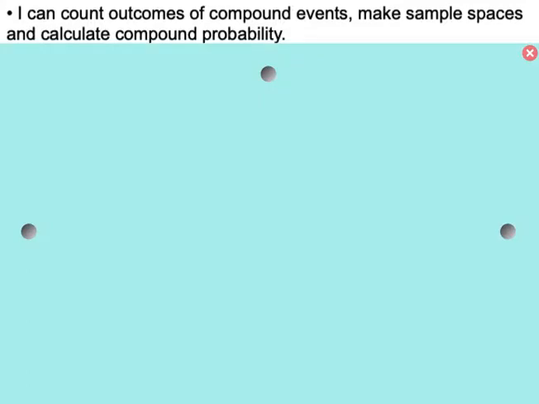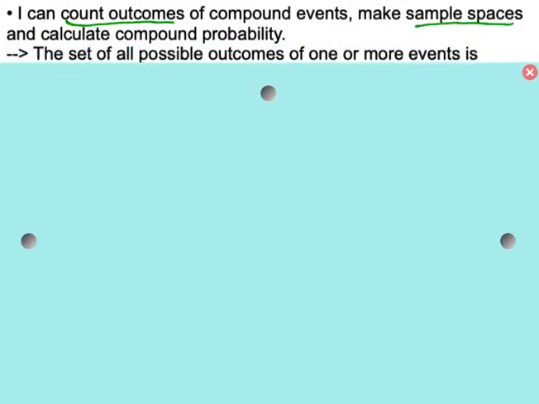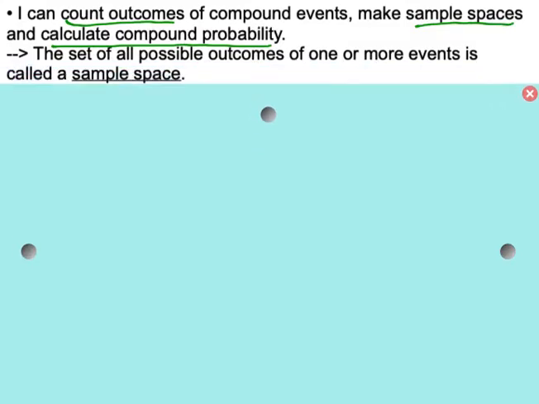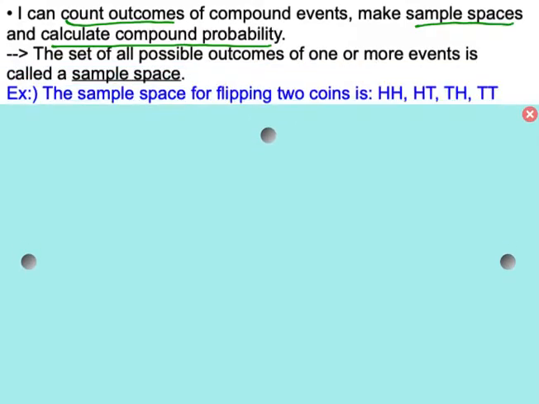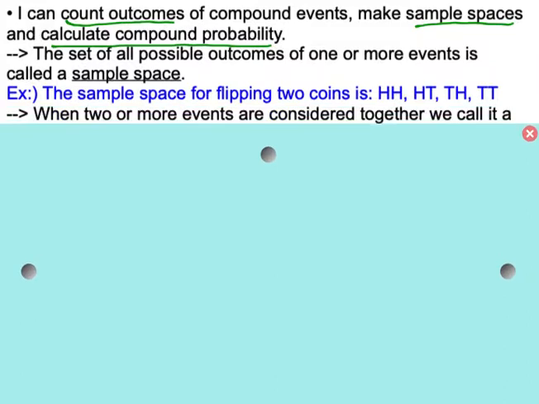Okay. I can count outcomes of compound events, make sample spaces, and calculate compound probability. So we're going to be doing those things. Counting the outcomes, that's the fundamental counting principle. Making a sample space takes a little more time, and calculating compound probability, you're going to use the sample space today to do that. The set of all possible outcomes for one or more events is called a sample space. For example, the sample space for flipping 2 coins is heads heads, heads tails, tails heads, and tails tails.